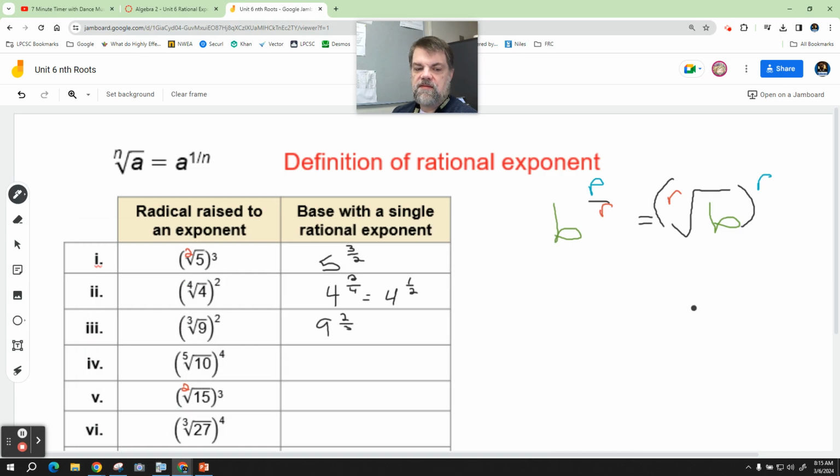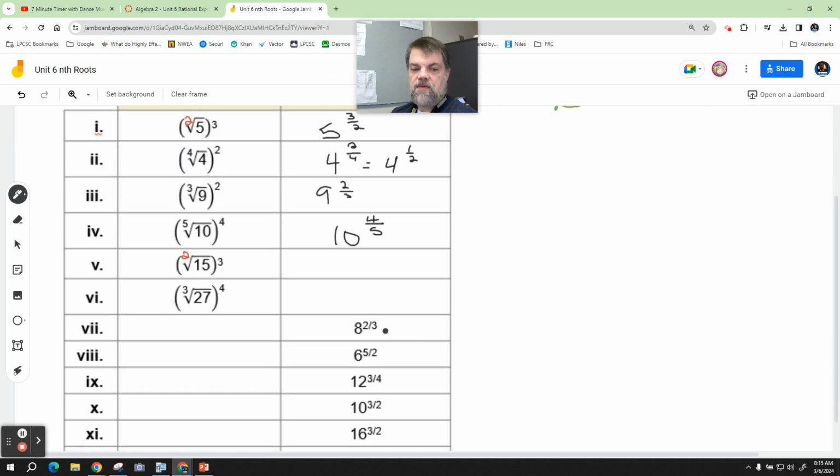What's the base? 10. What's the power? 4. And then the root is the 5th root. That's it. Let's do the next one. I'm going to say my base is 15. My power is 3. And my root is 2. Next one is 27. My power is 4. My root is 3.